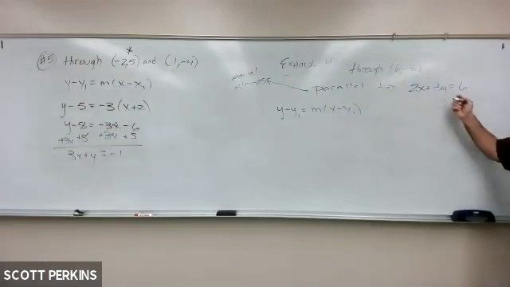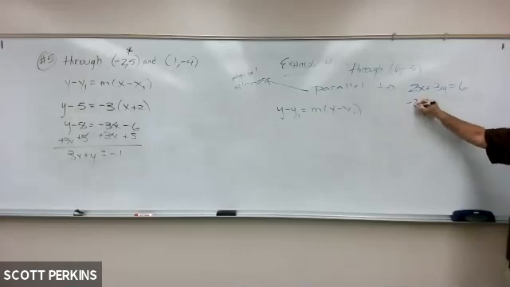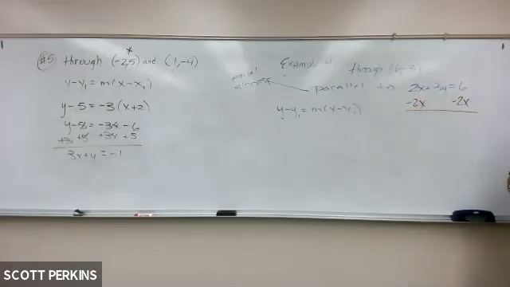Okay, so here we go. 2x plus 3y equals 6. So I'm going to subtract the 2x. This is just like the review problem we did at the top of the hour. So I've got 3y is equal to negative 2x plus 6. I'm going to divide both sides by 3. And I get y is negative 2/3 x plus 2. Given that, what is the slope of this line right here?